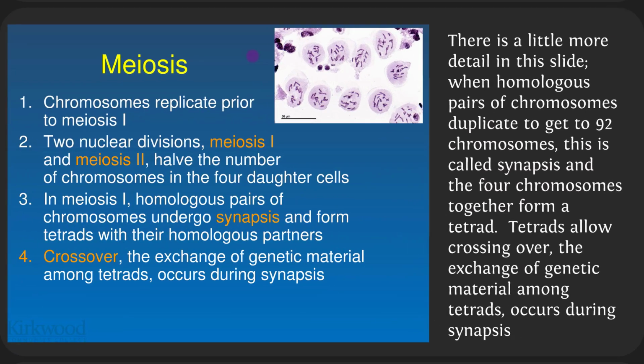There's a little more detail in this slide. When homologous pairs of chromosomes duplicate to get to 92, this is called synapsis. And the 4 chromosomes together form something called a tetrad. Tetrads allow crossing over, so the exchange of genetic material among tetrads occurs during synapsis.